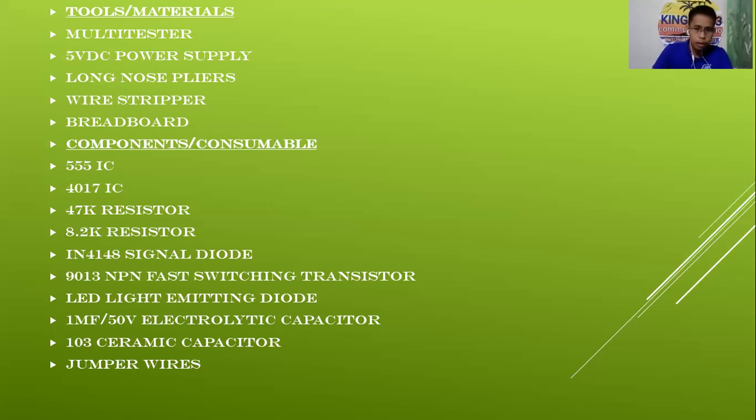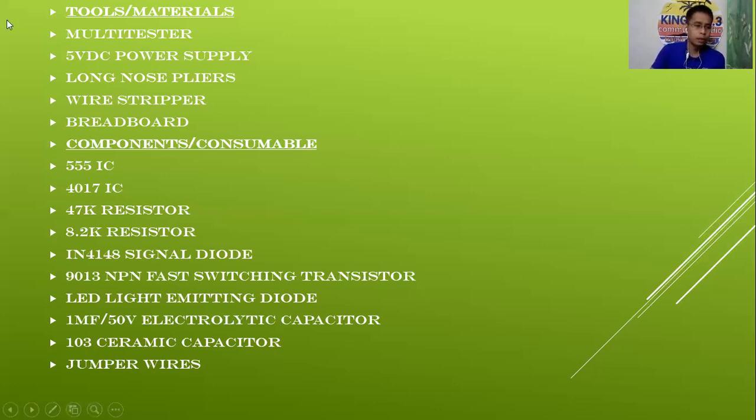Okay, next is wire stripper. Wire stripper is used to remove the insulation of the wire. The wire that we're going to use is a solid wire as a jumper wire. There are also ready-made or manufactured jumper wires, so if you have jumper wires, we don't have to make our own wire. Okay. Next is breadboard.